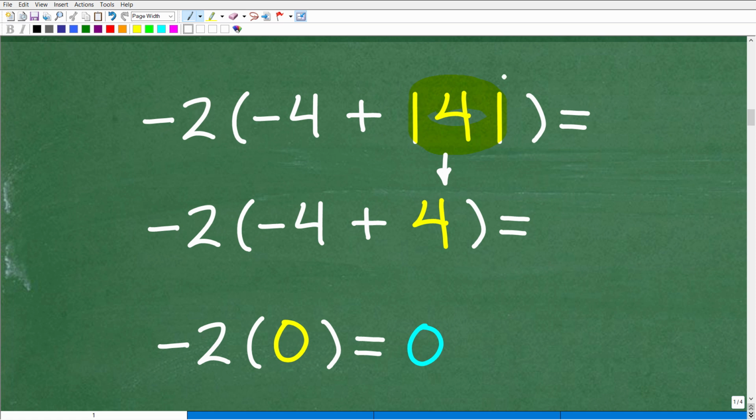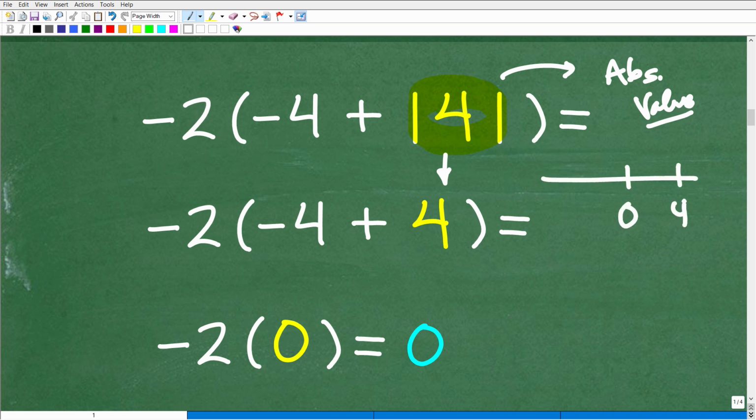Now, for those of you that have questions on absolute value, again, I'm going to definitely direct you towards my pre-algebra course. You definitely need to understand absolute value, very, very important. But the absolute value is basically the distance a number is from 0. So here is 0 on the number line. Here is 4. So how far is 4 from 0 on a number line? It's 4 units away. That's basically what absolute value means.